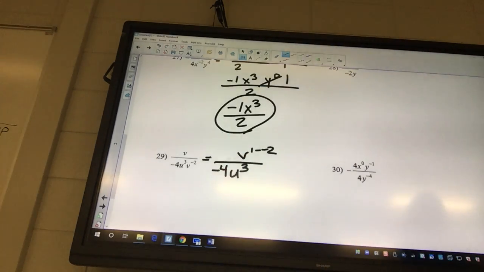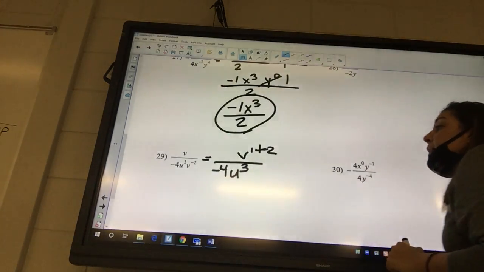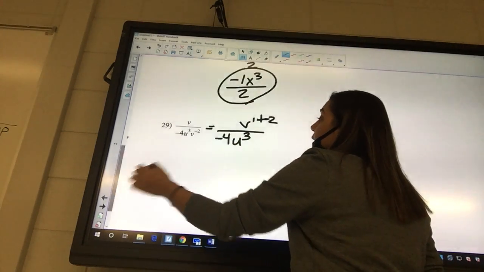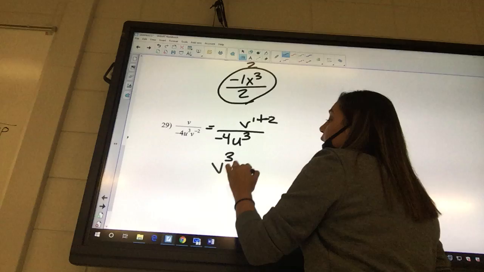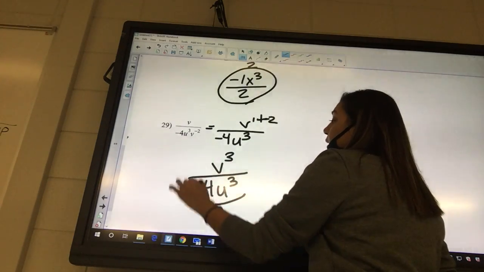What if you move the u up? What would it become? What happens when you move a u down? It becomes positive. So what happens if we move the u up? Yeah, so if you wrote it on the top, you would have to write u to the negative 3, okay? So this minus minus is going to become a plus. And so what we're going to be left with is going to be v to the 3 on top, negative 4u to the 3 on the bottom.